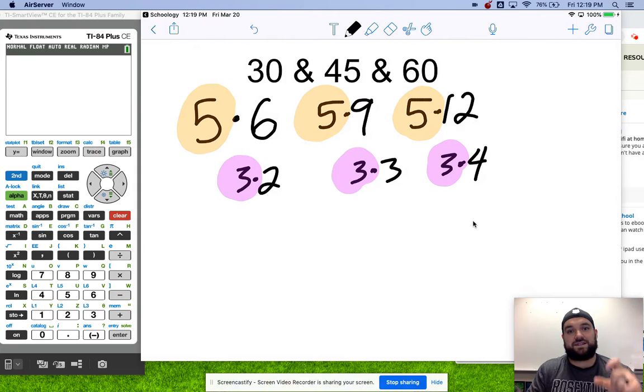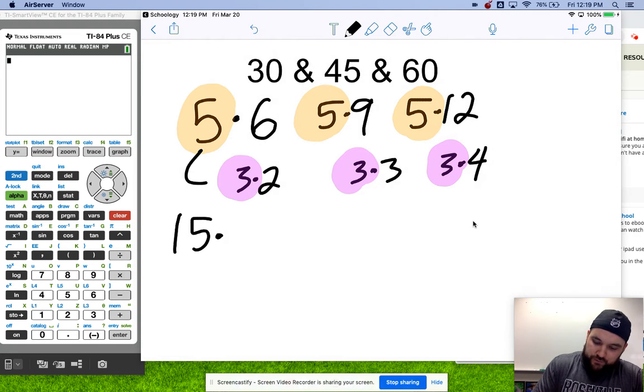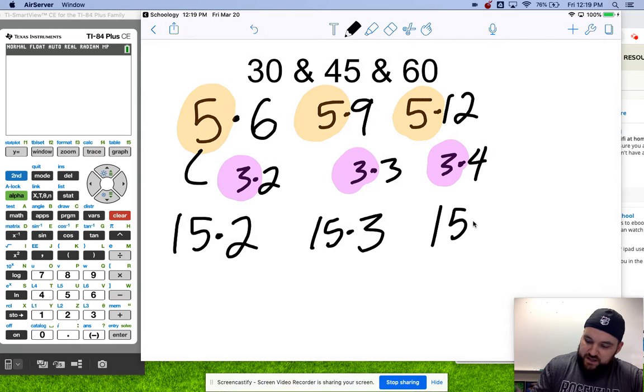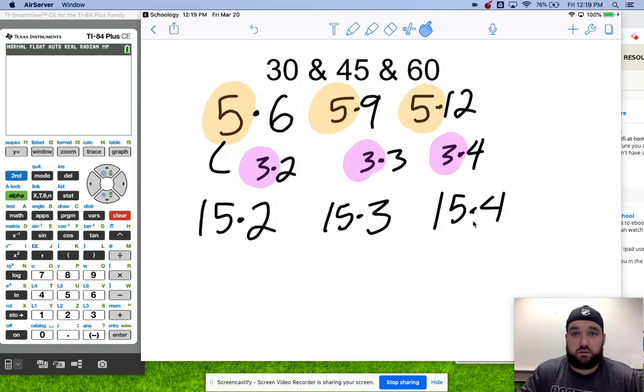So in this case, the greatest common factor for those three numbers, 30, 45, and 60, is 15, because I can multiply these together: 15 times 2, 15 times 3, and 15 times 4. Okay. Now, you do not have to break numbers down like this.